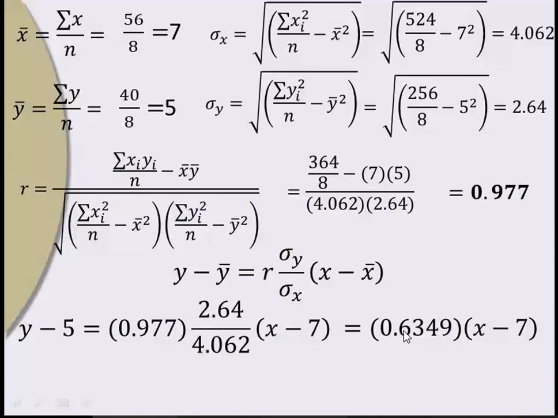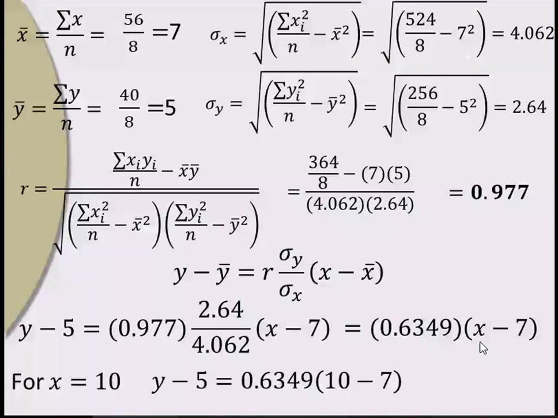Now there is one more part. We are given the value of x and it is asked to find the corresponding value of y. So just put that given value of x into the right hand side of the equation. Putting x equal to 10, we get 0.6347 into 10 minus 7, and take this minus 5 to the other side and then simplify it. So it gives us y is equal to 6.9049.